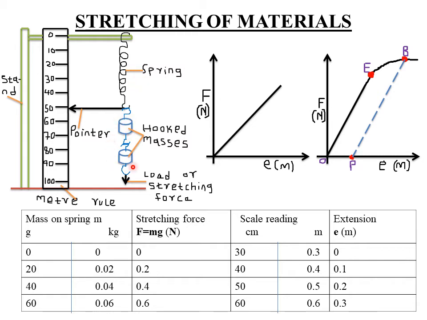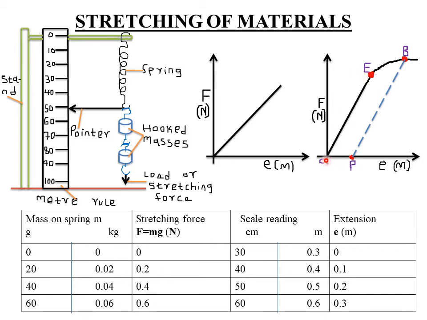So when excess masses are added, whenever you continue increasing the forces, the extension will still remain constant because the spring has reached its maximum point of extension. So this point, whereby further addition of the forces or the masses does not correspond to an increase in the extension, is called the elastic limit. Such a point, we call it the elastic limit.